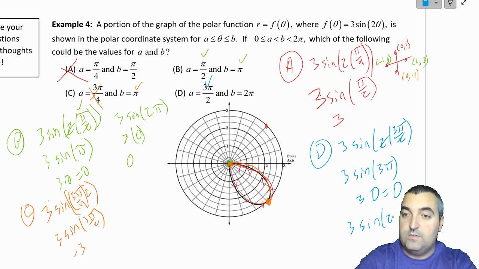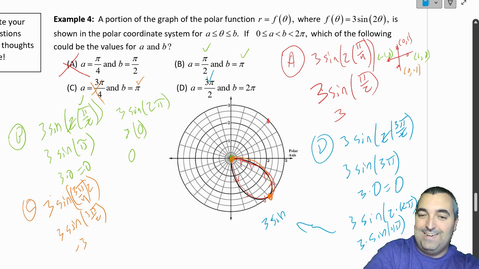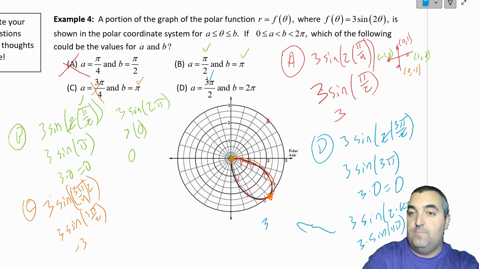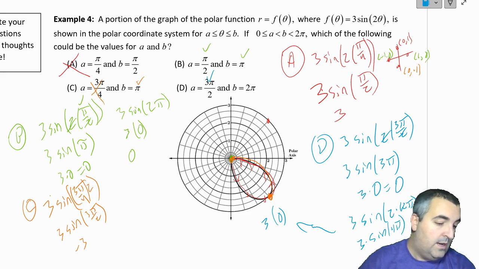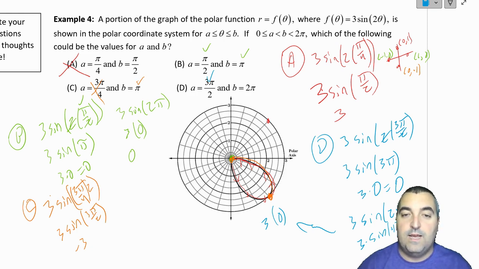Let's check 2 times 2 pi. That's 4 pi. And my head's probably in the way right now. So I'm going to do my work over here. 3 times sine of 2 pi, or 4 pi, which is the same as 2 pi, which means it's also 0, right? So when you look at this one, we end up getting an answer that could also work, right?